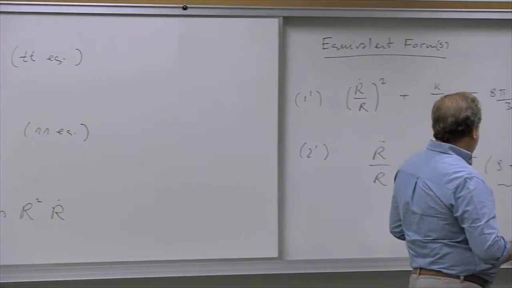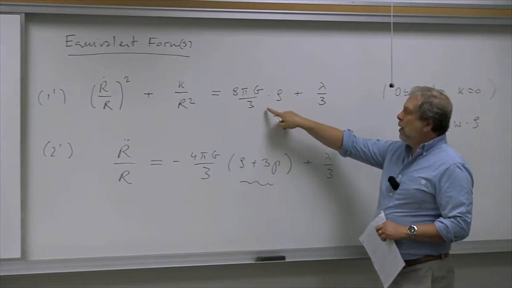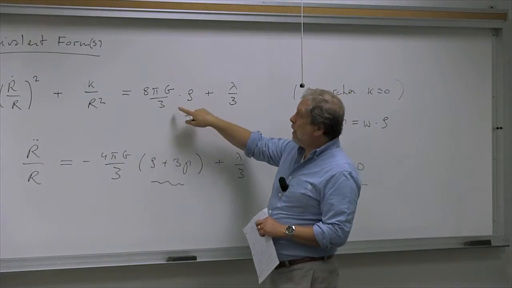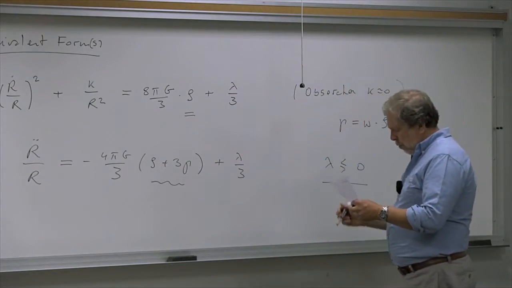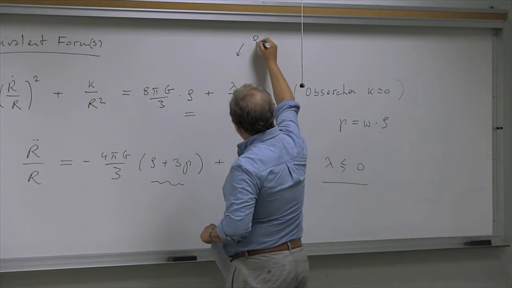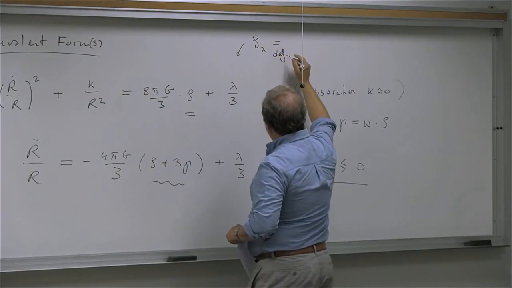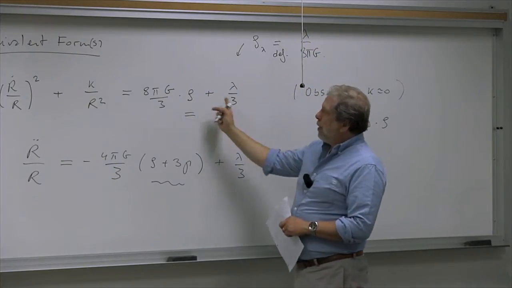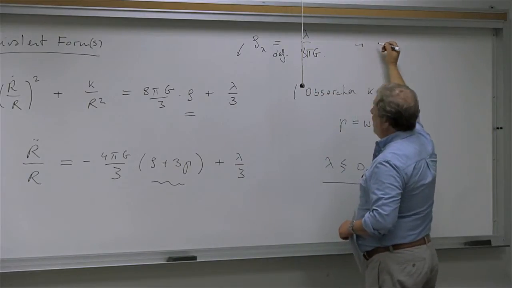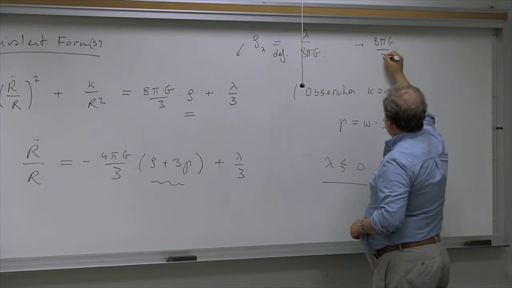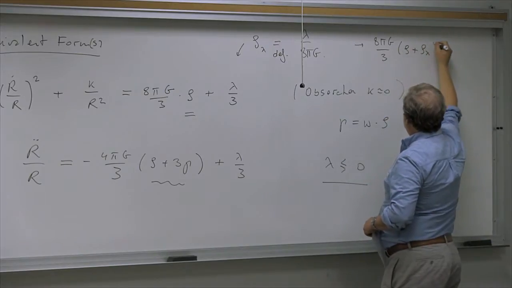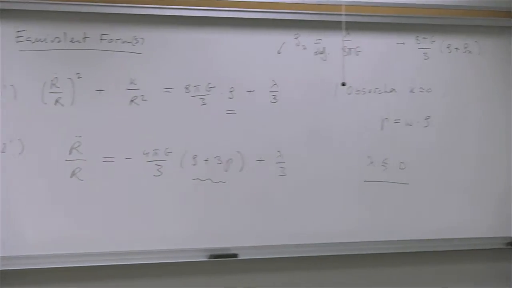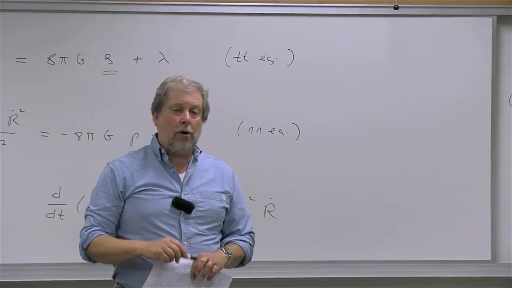Now, if you look at this equation, you can see that in fact the lambda acts like another, you can write it as a term which acts like another rho, right? So you can introduce a rho lambda, define that as lambda divided by 8 pi G, right? And then you can write the two contributions together. You can write them as 8 pi G over 3 times rho plus rho lambda, right? So you can consider the cosmological constant as some sort of energy density or matter density of the vacuum.